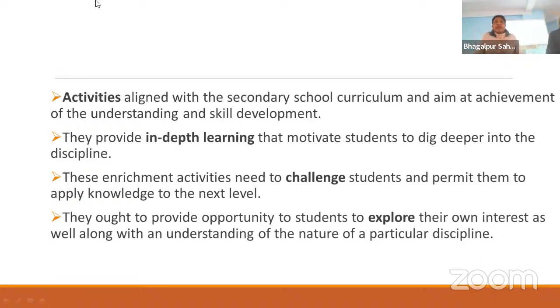Basically, what is subject enrichment activity? The activities that help us to add flavors to the subject. अगर आपको रोज एक simple खाना दे दिया जाएगा तो शायद आप भी नहीं खाओगे. But sometimes what we add some fruits or some different masala, or we decorate it. So it's the same thing.